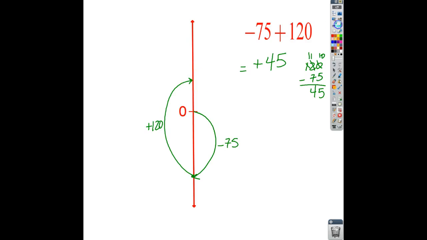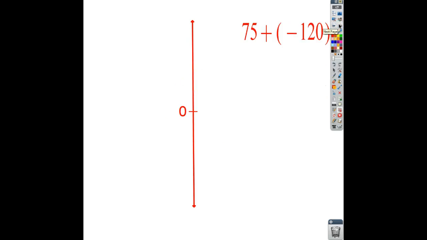All right, why don't you go ahead and try this one. Okay. All right, well, let's take a look.